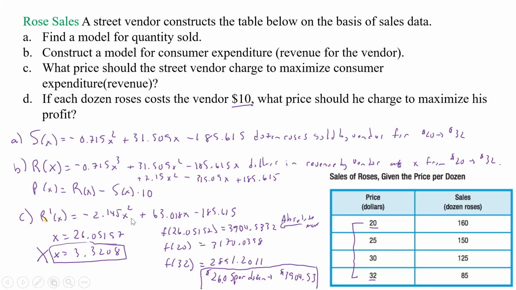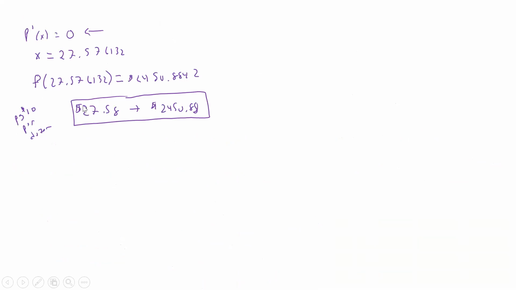Okay, and so that should give us, if the roses cost the vendor $10, what price should he charge to maximize his profits? He should charge $27.58 to maximize a profit at that value there. That would be our absolute max.